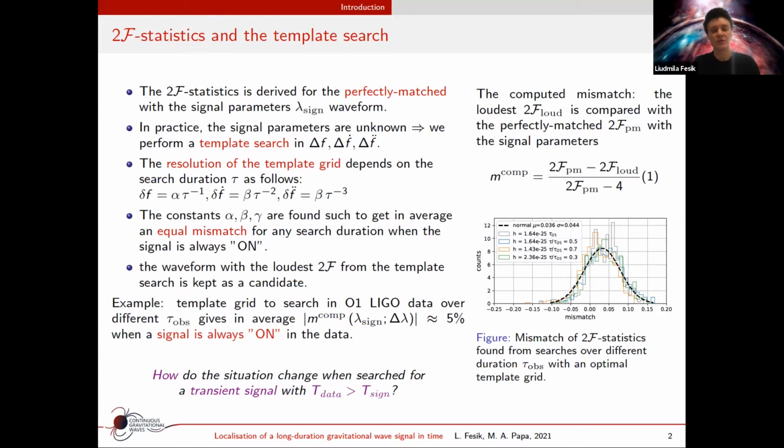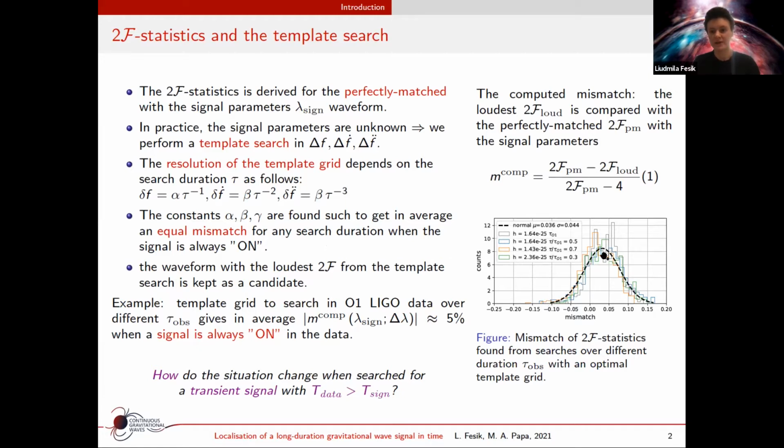So in order to search over frequency bands, we apply a template grid that depends on the duration, as shown here, just some function of the duration, where by duration I mean the observation span. As I mentioned before, if the observation has gaps, we distinguish between the observation span, or time span, and the data duration. So when we derive the template grid, we consider the observation span. The constants applied to set up the template grid are found in order to get equal mismatch for any search duration tau when the signal is always on.